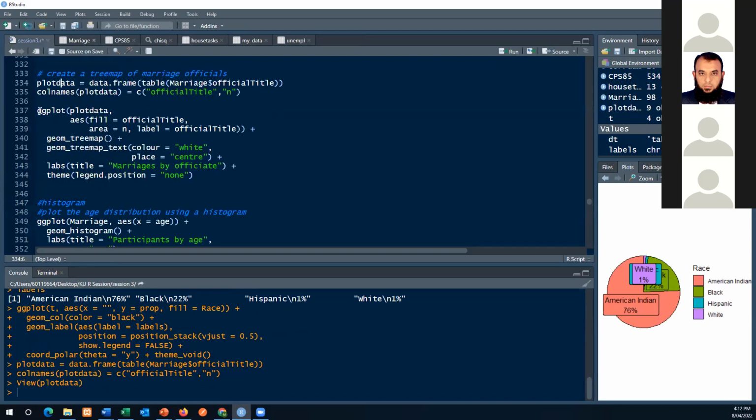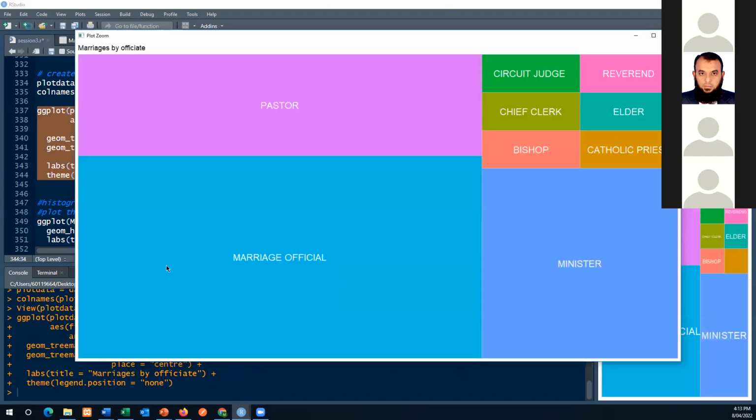So we want to see the distribution of it because it's categorical data and it's a count, and we can do that using a tree map. Our tree map will look like this. Bigger here, like marriage official is here, minister is here. These are area-wise, you can see. If we have a lot of other categories, then we will get a lot of segments.